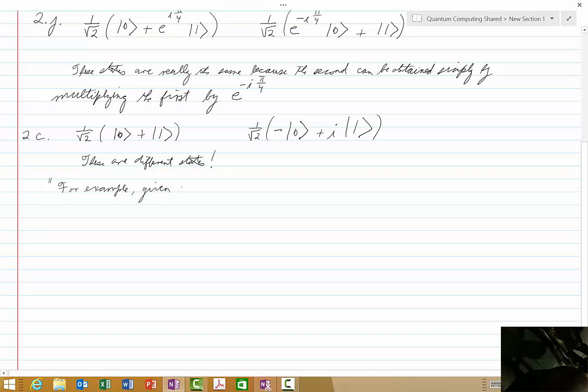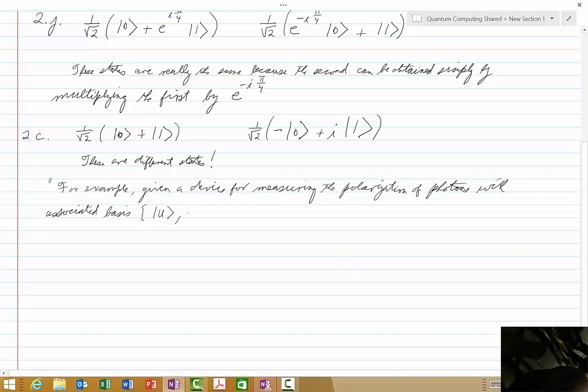given a device for measuring the polarization of photons with associated basis U and U orthogonal.